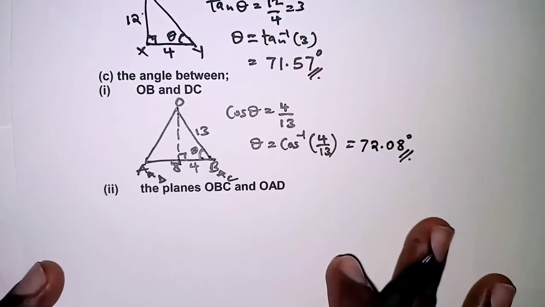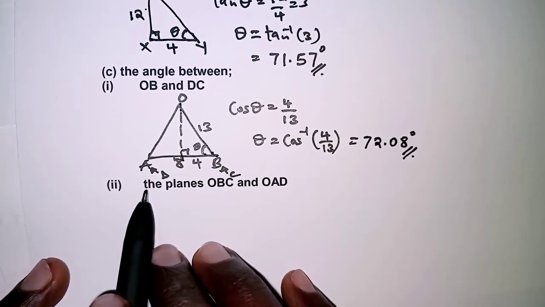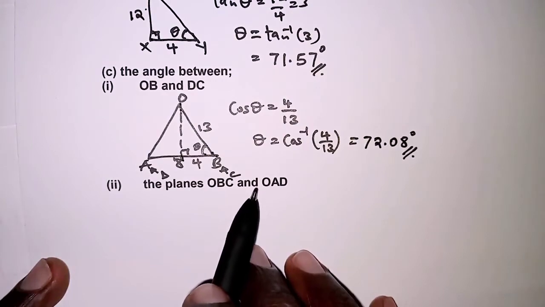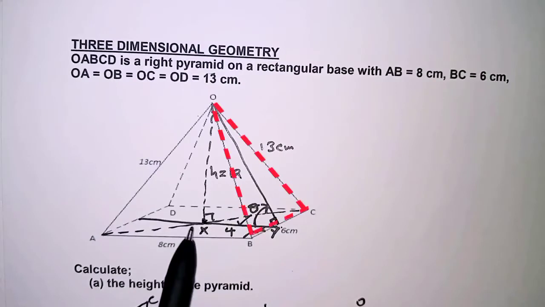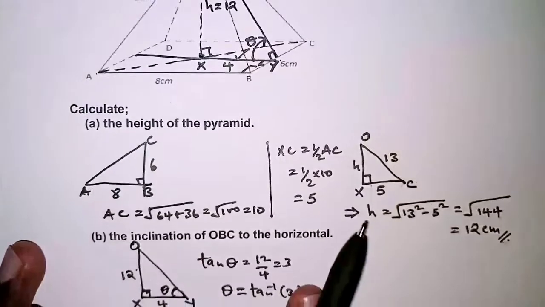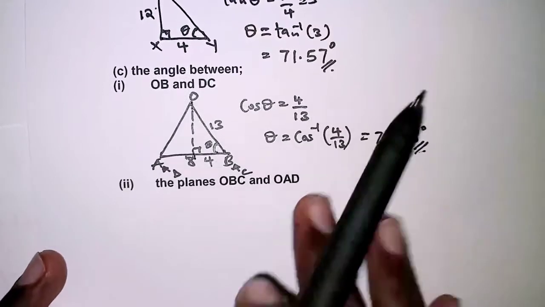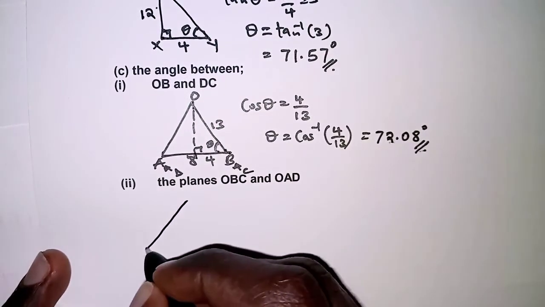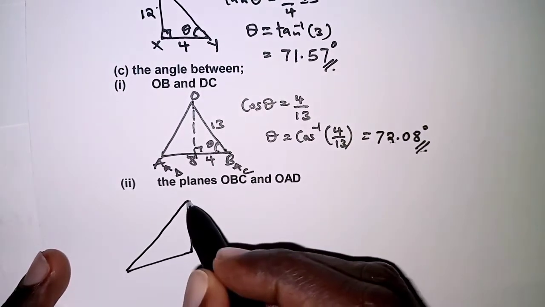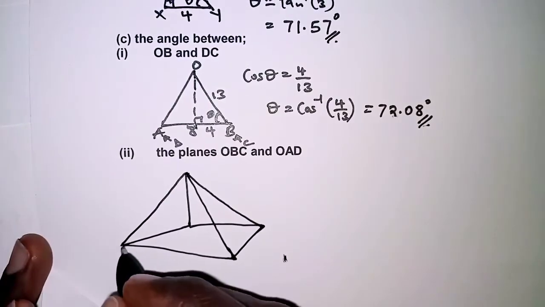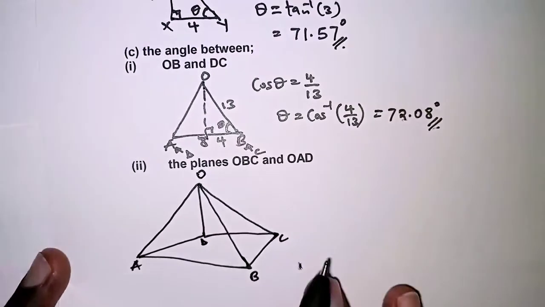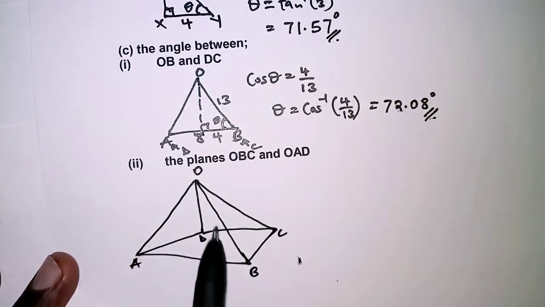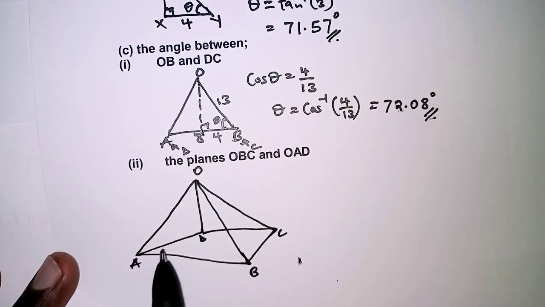Then lastly, for Roman 2, we are required to get the angle between the planes OBC and OAD. So we have the planes right up here. OBC is here, and OAD. So if I may have it here, we have something like this. This is A, B, C, and here is D, and then we have O there. So we need the angle between OBC and OAD.